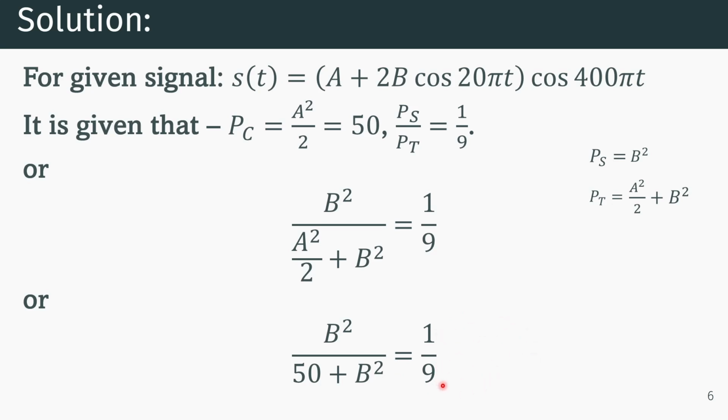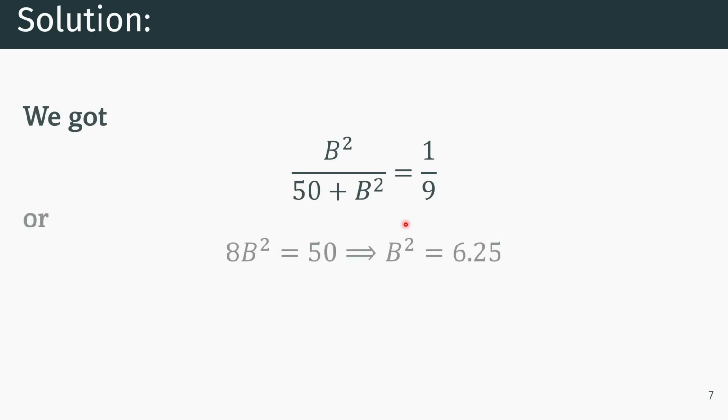By simplification, if you cross multiply, you get 9B² = 50 + B². Then 9B² − B² is 8B², so 8B² = 50. From that we get B² = 6.25, and if we take the square root, we get 2.5. So we get the value of B to be equal to 2.5.